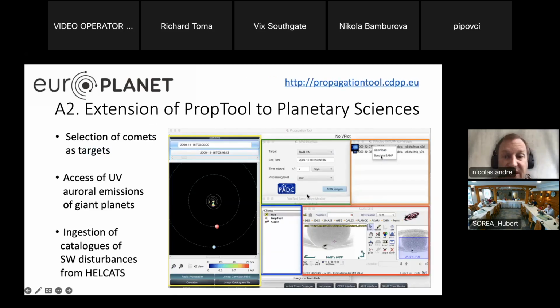We had also a propagation tool, which is also a tool available online. You can see the address here.